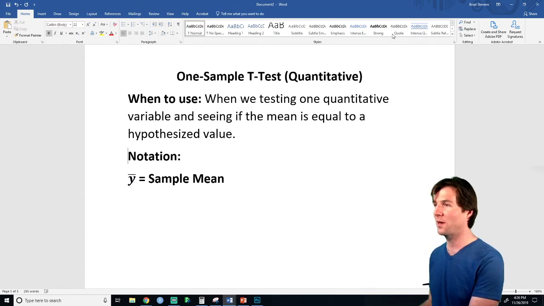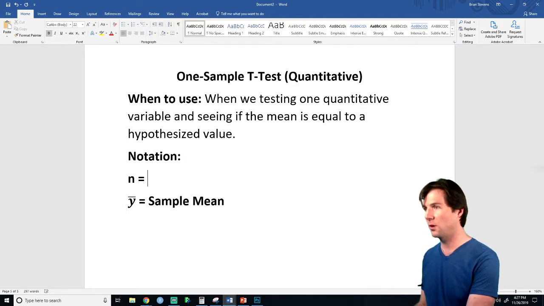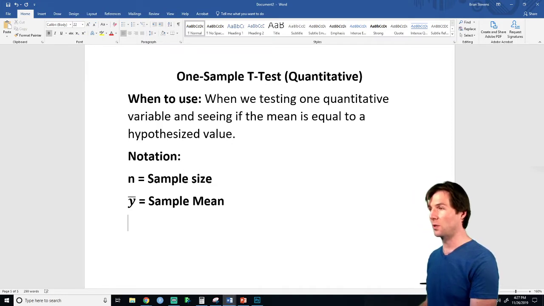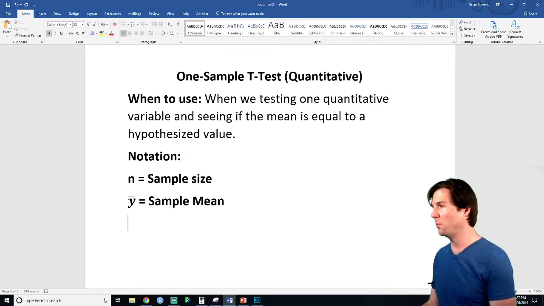You know, we didn't start with our favorite one. I'm sorry. We should start with our favorite one, which is the easy one everyone knows. It's lowercase n for sample size. Sample size right here. We know what sample size is. So we got sample size and sample mean.